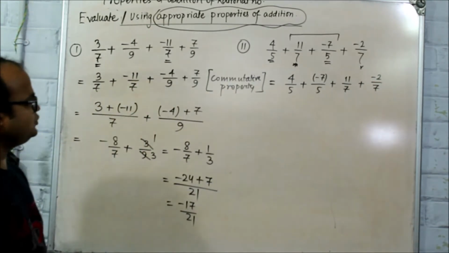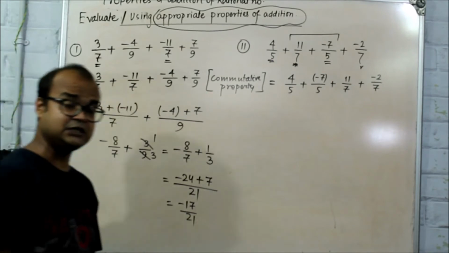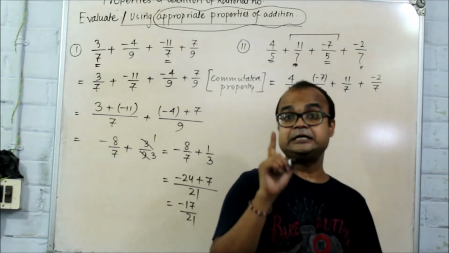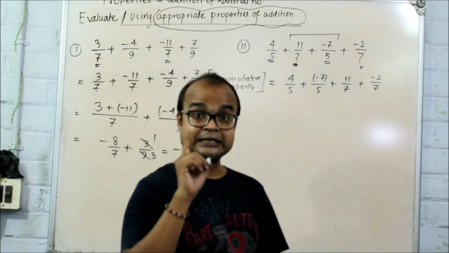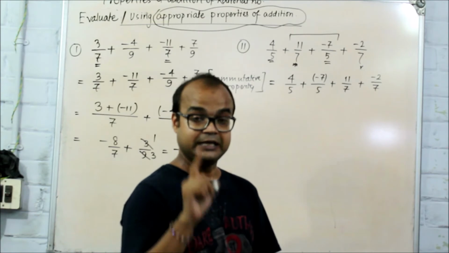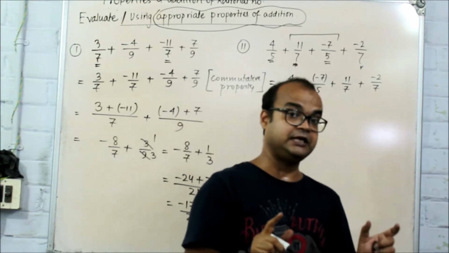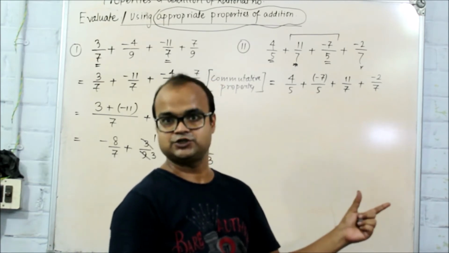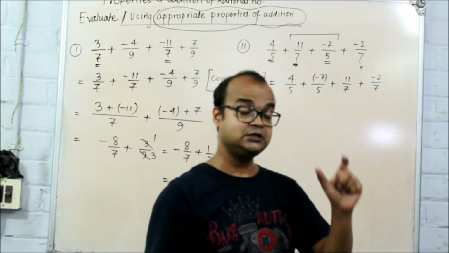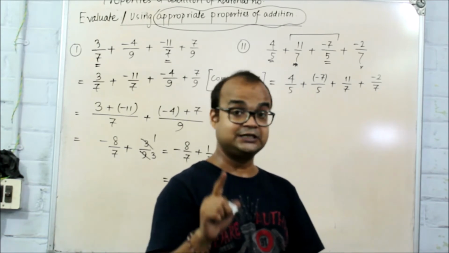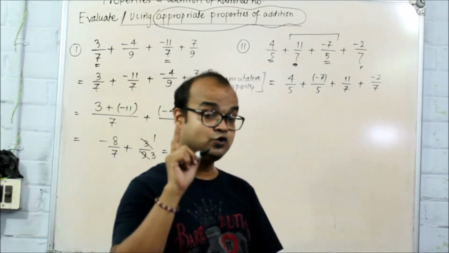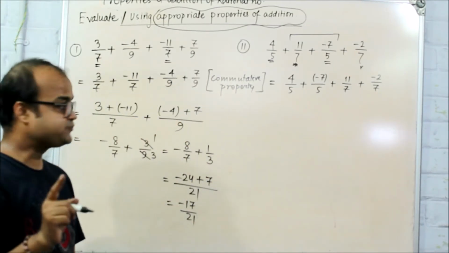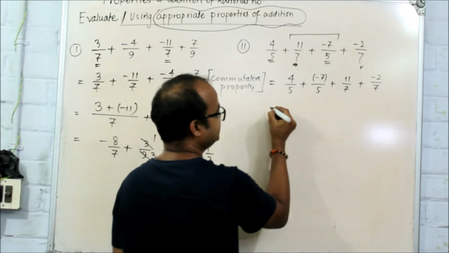You might have one question: why am I not applying the sign changes? Commutative property is applicable only in case of addition. A plus B is equal to B plus A. It is only valid in case of addition and multiplication. Here we are solving the addition. In subtraction, it is not valid. The commutative rule does not follow in case of subtraction. So we are not going to apply the sign changes.